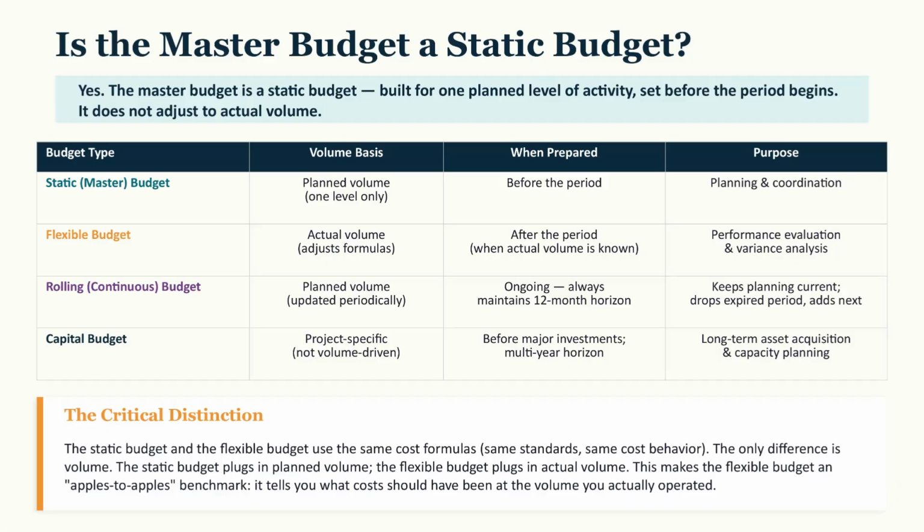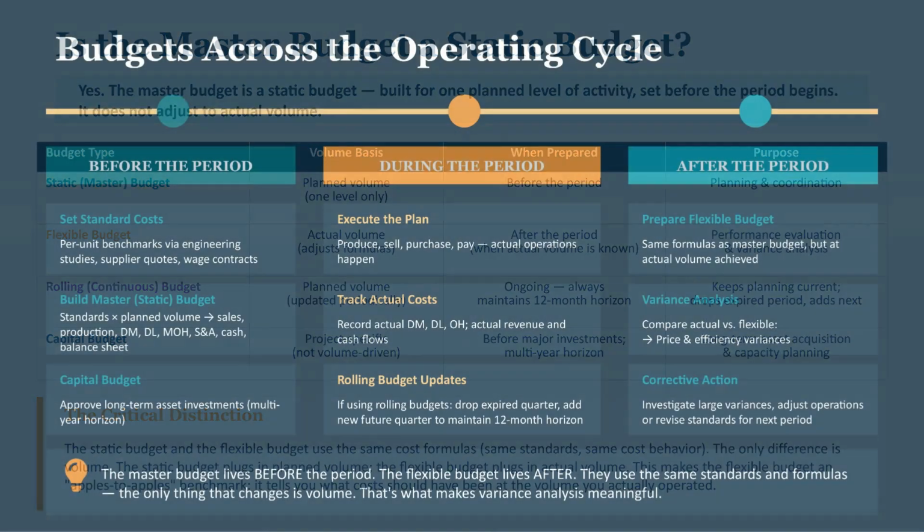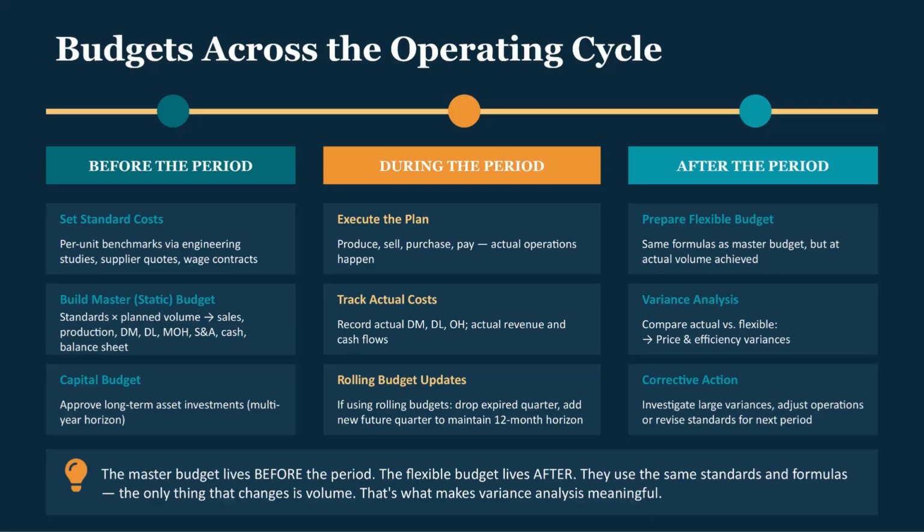Let's see when each budget type is applied. Consider the timeline. Before the period, you set standards, build the master budget, and approve capital expenditures. During the period, you execute the plan and track actual costs while updating rolling budgets as needed. After the period, the flexible budget emerges, recalculating expected costs at actual volume to reveal variances. Remember, the master budget exists in planning, while the flexible budget reflects real outcomes using identical formulas. Can you see the distinction clearly?